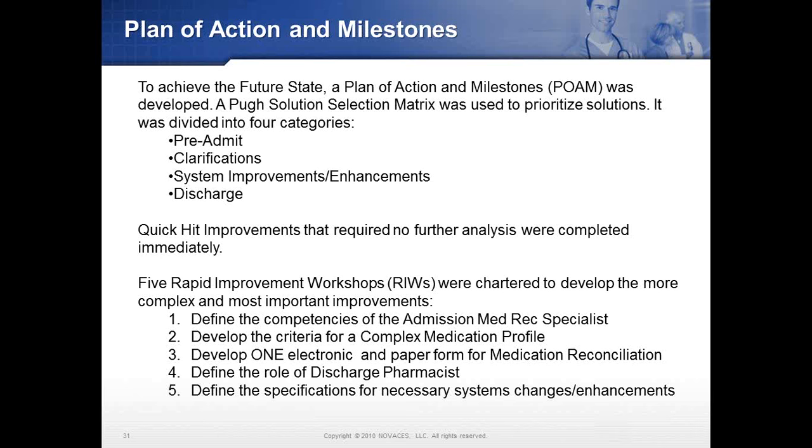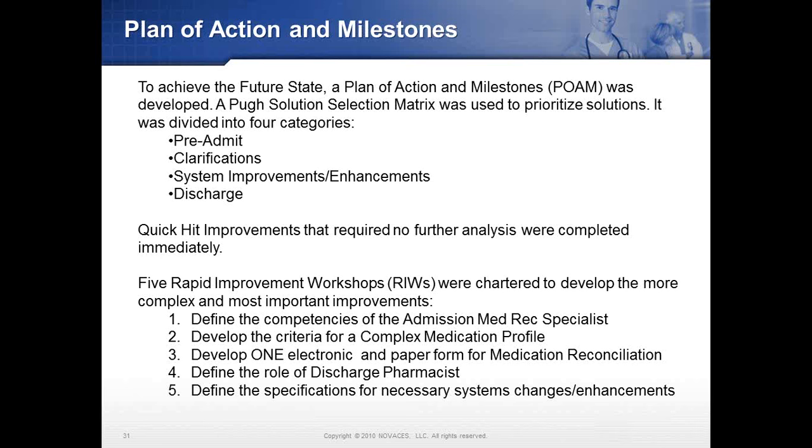One was all around the role and the competencies of an admission med-rec specialist. What does this person need to know? What do they need to be? Are they a nurse? Are they a pharmacy tech? Can they be one or the other? This team had to get together and define that.